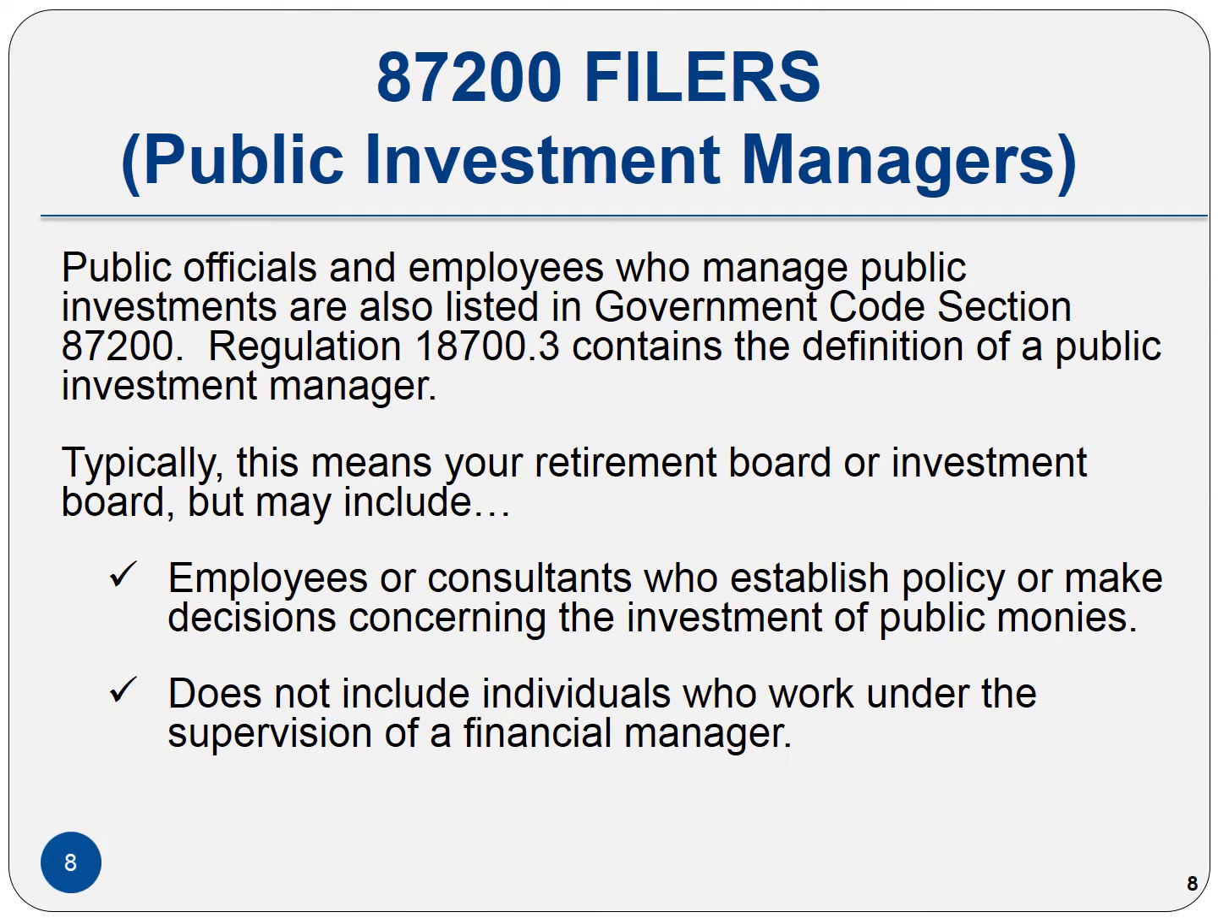Public officials and employees who manage public investments are also listed in Government Code Section 87200. Typically, this means your retirement board or investment board, but may also include employees or consultants who establish a policy or make decisions regarding the investment of public monies. This does not include individuals who work under the supervision of a financial manager.